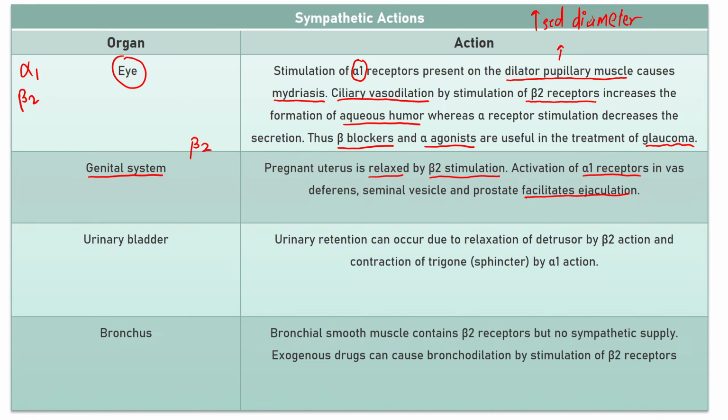All of the actions of the sympathetic system are opposite to that of the parasympathetic. So if you remember the actions of one division, you can just think of the opposite of that, and that will be the action of the next system. Now in the urinary bladder, there was increased urination, so here there will be decreased urination, by beta 2 and alpha 1.